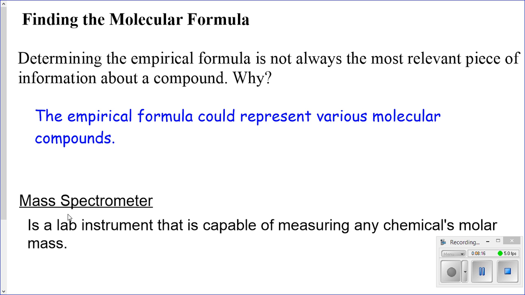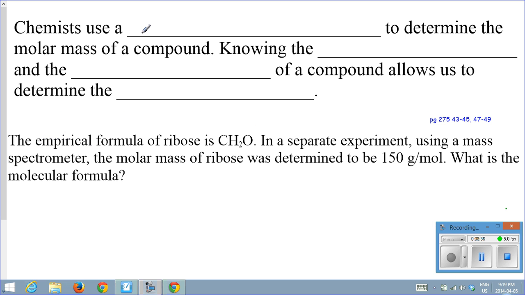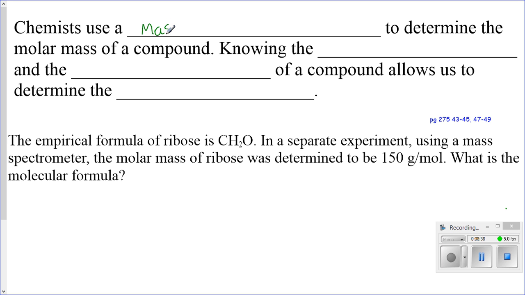It's very expensive. You put your sample on, and it's capable of telling you the molar mass. So we're going to use the molar mass to determine the molecular formula from the empirical formula. You just have to know the mass spectrometer is how we find the molar mass. It enables us to find the molecular formula from the empirical formula. So chemists use a mass spectrometer to determine the molar mass of a compound.